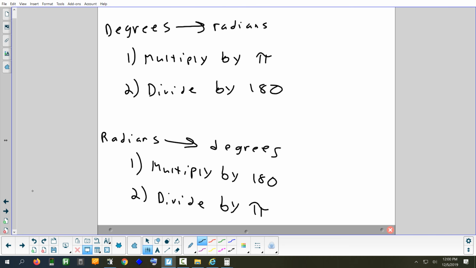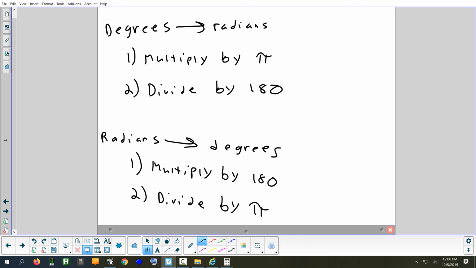Now, to go the other way, you just reverse it. To go degrees to radians, do the opposite of what you did from radians to degrees. Instead of multiply by 180, you're going to divide by 180. Instead of divide by pi, you're going to multiply by pi. The steps are very similar. It can be confusing and easy to mix them up.